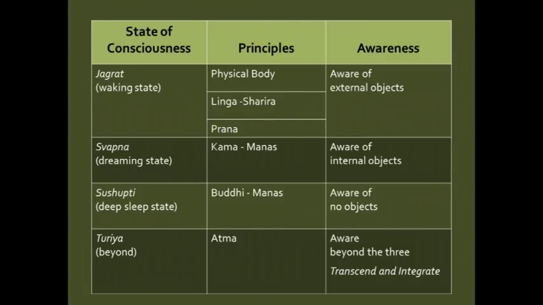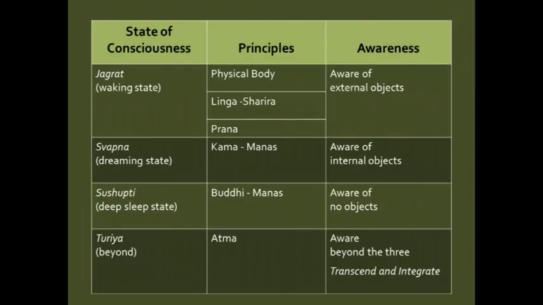Okay, so the Jagrat, or the waking state, is the physical body, the Linga Sharira, and Prana. That's the awareness that we have while in the body. We are in the body right now. This is our waking state, in which we are aware of external things. Then the Svapna, or the dreaming state, is connected with kama manas, and this is awareness of internal objects. So we're aware of our thoughts.